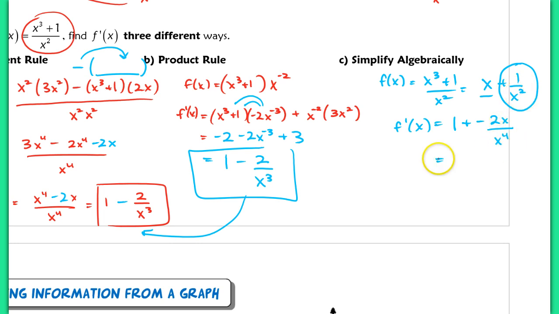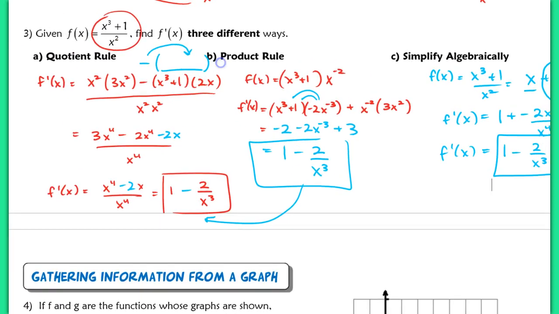So if we simplify, that derivative is 1 minus 2 over x cubed, which is the same as the last two derivatives that we found. So that's how you can find the derivative of a quotient using 3 different methods: the actual quotient rule, the product rule, and simplifying algebraically before you begin to use any method.